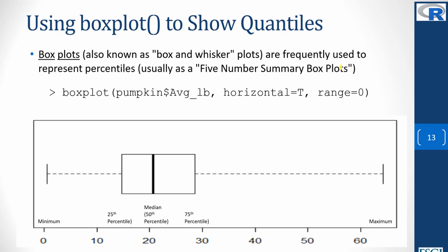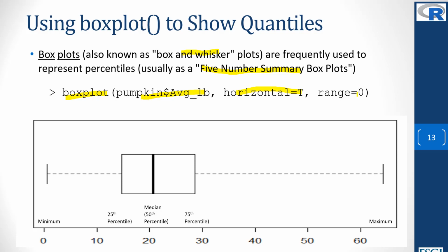We use box plots to visualize quantiles. They're also known as box and whisker plots, and they are typically that 5-number summary. The function is pretty intuitive here. You see we're calling boxplot, providing the average pumpkin weight, and then we can specify different options. By default, you get a vertical box plot, so I've flipped it here to fit it better on the slide to show a horizontal box plot instead.